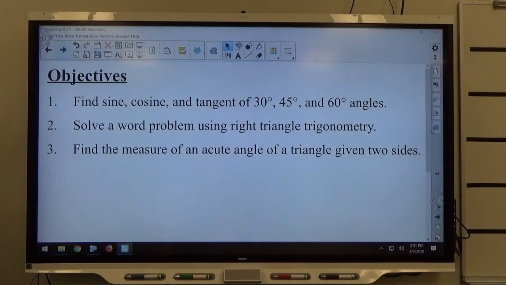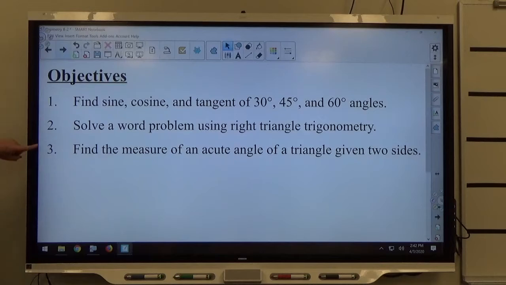If you recall from yesterday's video, these should be unique values. So we're going to focus on a specific triangle of each type that has these angle measures in it. We're going to find that no matter how big the sides are, we're going to get the same answers every time for those. We're going to solve a word problem using right triangle trigonometry, which will also involve finding a missing side, just a use of basic right triangle trigonometry.